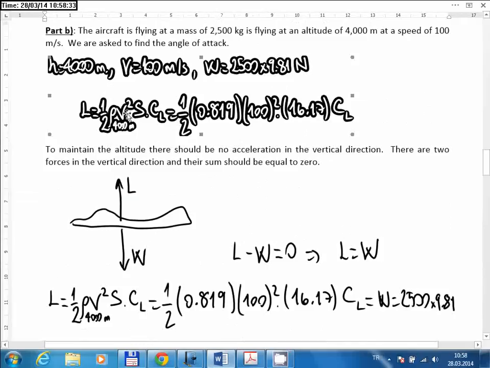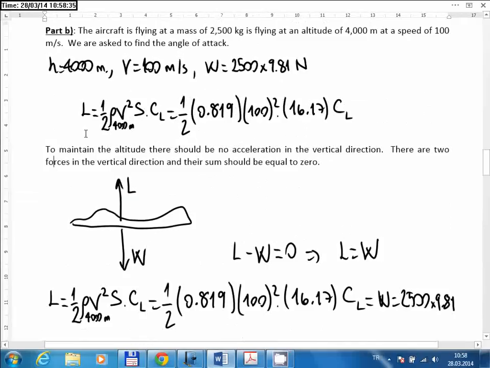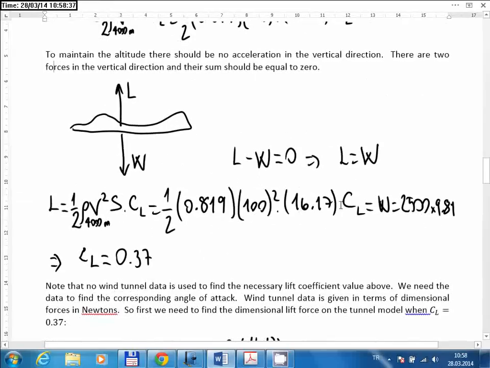So this is the lift expression, and we equate the lift value to the weight of the aircraft. Again, you should remember to convert the mass value to weight by multiplying it with the gravitational acceleration value. So from here, the necessary lift coefficient is found to be 0.37.